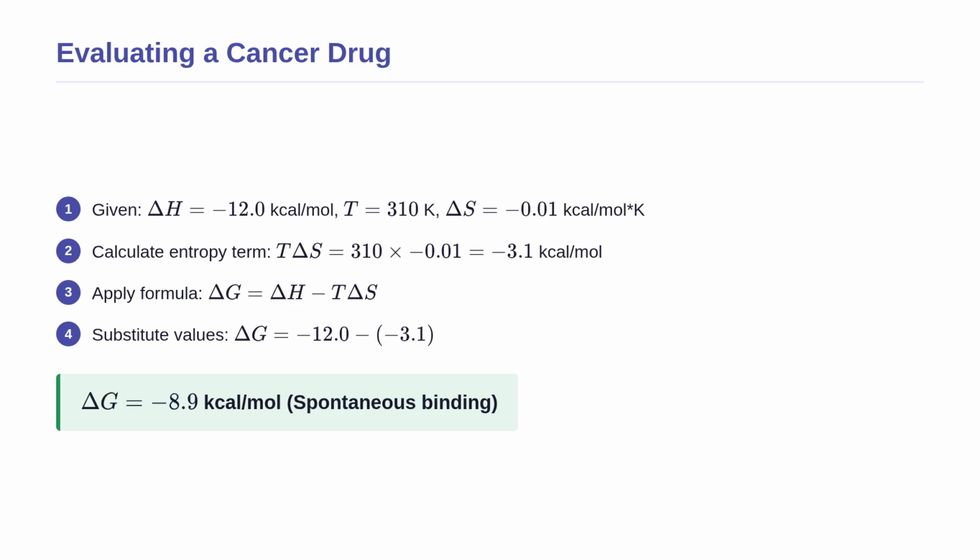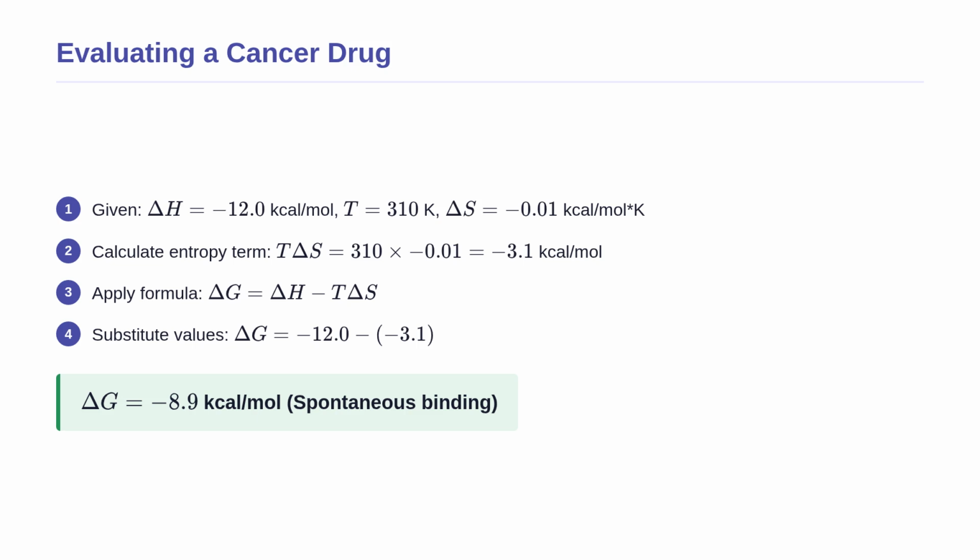Before we move on, let us see this formula in action with a concrete example. Suppose we are testing a virtual compound designed to stop cancer cells. The docking software tells us the enthalpy change is negative 12.0 kilocalories per mole due to strong hydrogen bonds. The human body temperature is 310 Kelvin. The entropy change is negative 0.01 because the drug loses its freedom to move once bound.